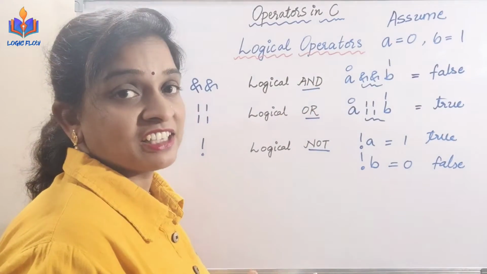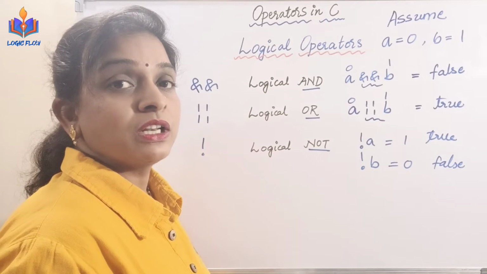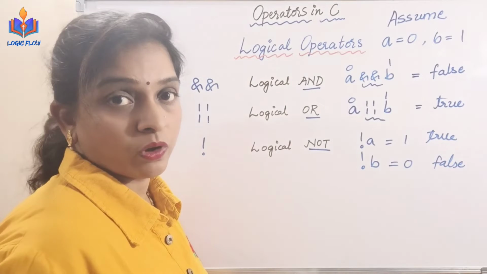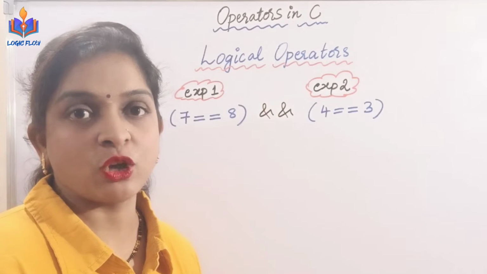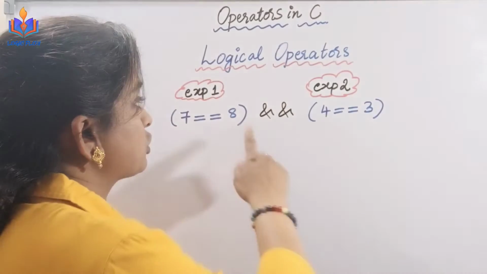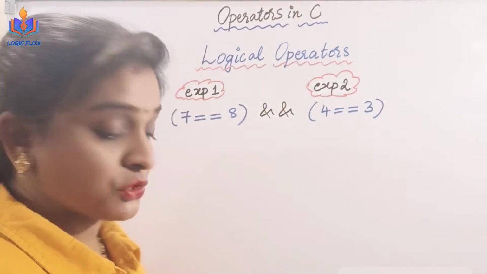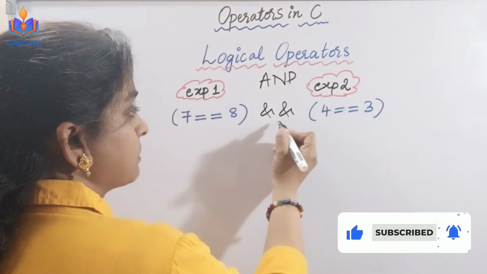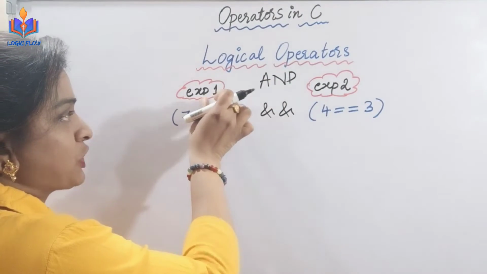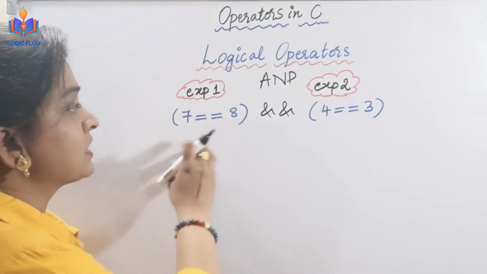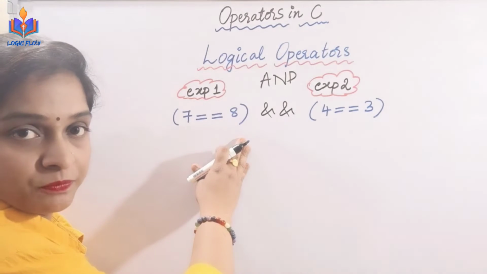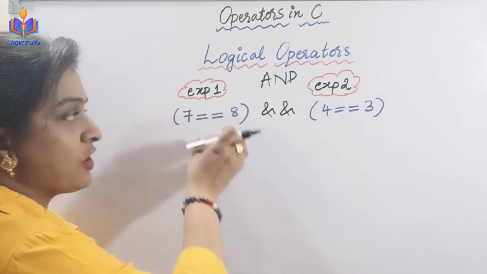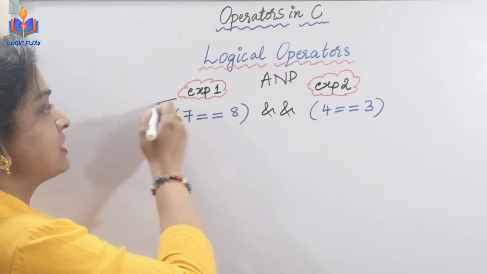I'm going to explain this with the truth table, which will help you understand better how these logical operators work. Let us see how this logical operator works in detail. We'll talk about logical AND. Here we have the logical AND operator, and this is the symbol of logical AND. This is one expression. The first expression that I am comparing is 7 equals 8. Whatever the result I get, this is the first expression, and let me treat this as A.